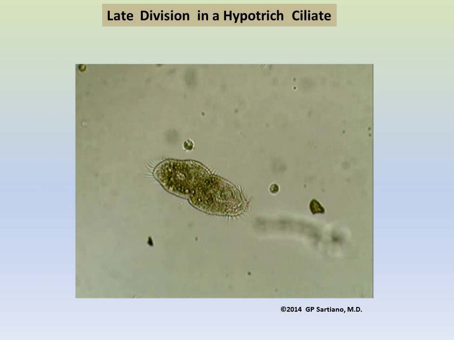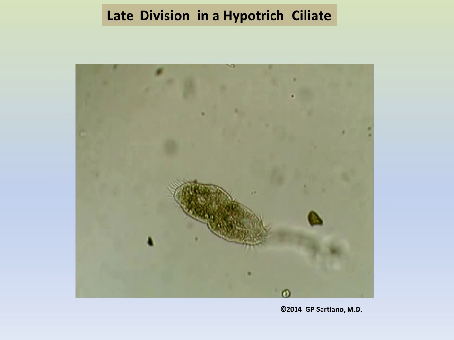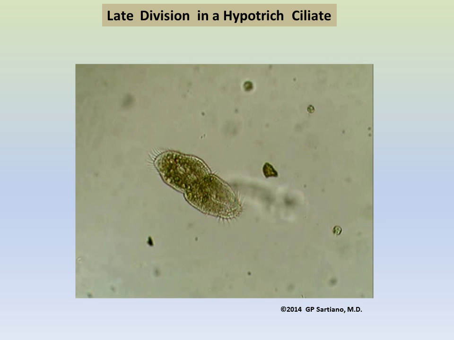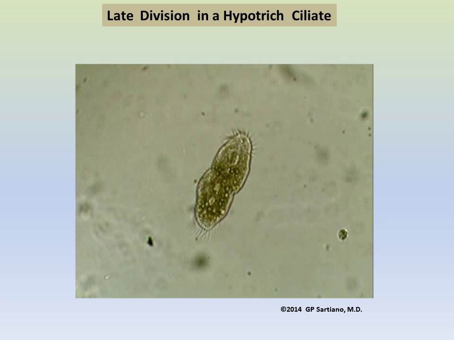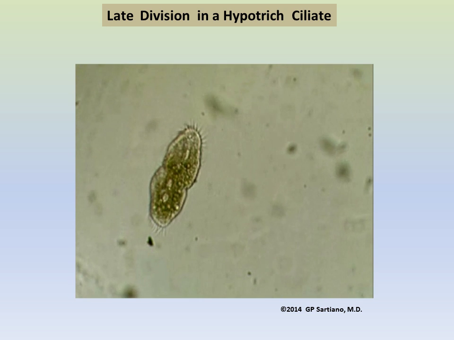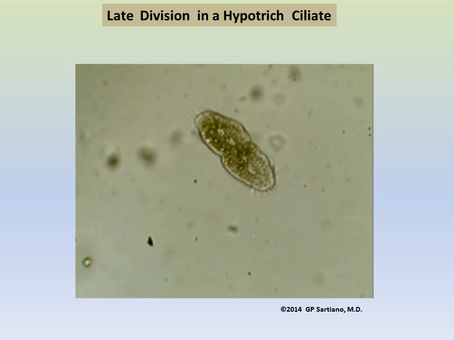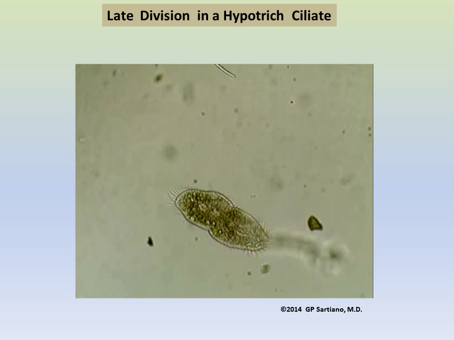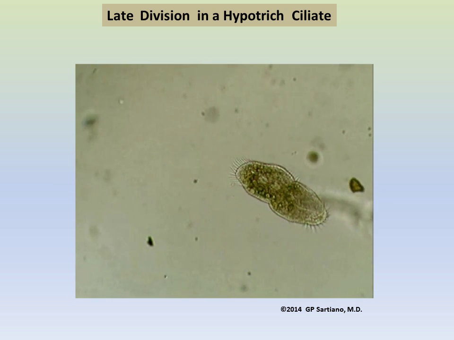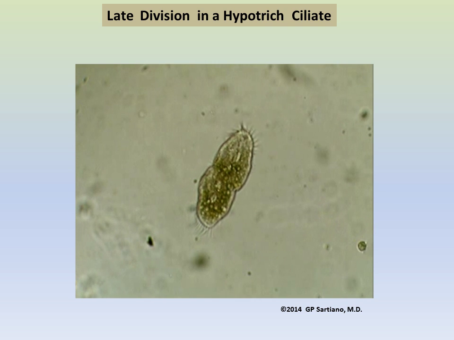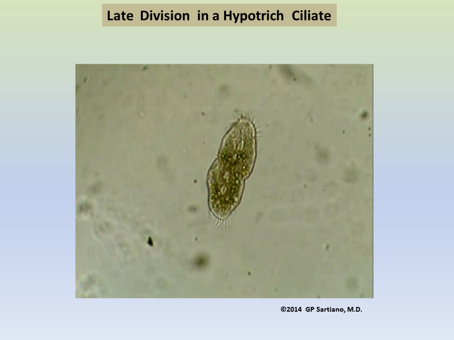In this video, a transverse constriction has been formed in the parent cell, which is proximal, and many structures such as the nuclei, the lapel of the adoral zone of membranelles, vacuoles, and cilia have already been replicated and are visible in the developing daughter cell, which is distal.